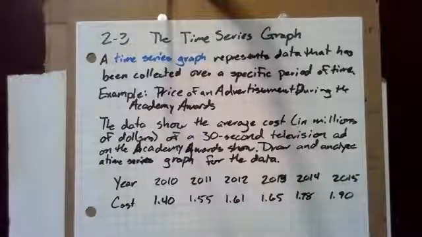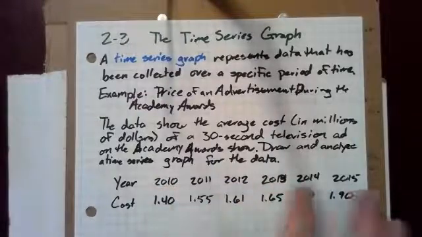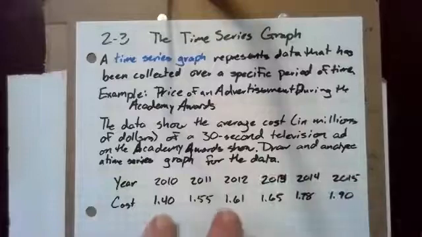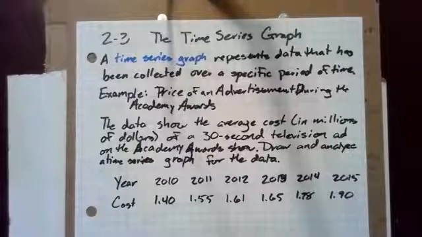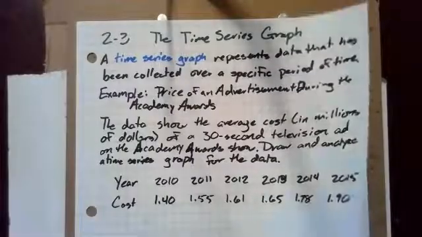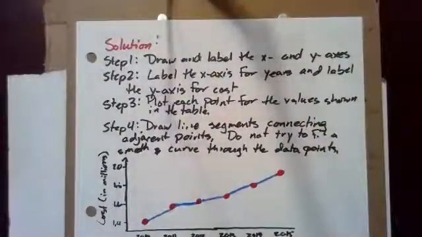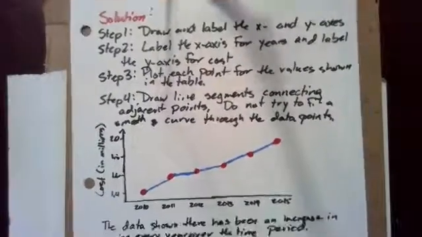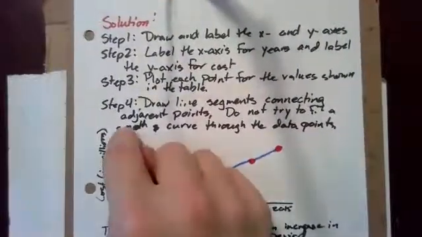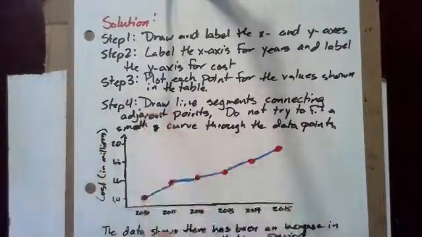Draw and analyze a time series graph for the data. So here is our data, the years from 2010 to 2015, and the costs from $1.4 million to $1.9 million. Our solution, step one, we draw and label the X and Y axes. So here are my X and Y axes. I have the cost along the Y-axis and the year along the X-axis.